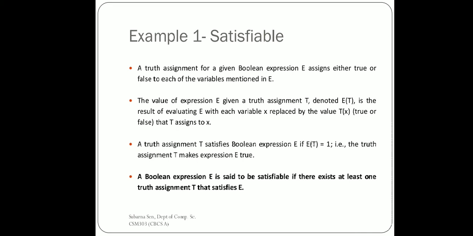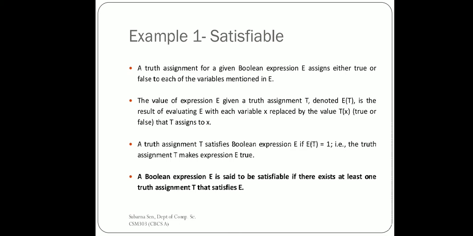We know how we evaluate a Boolean expression, but just for recapitulation purposes, we have to know what the satisfiability problem is. Now a truth assignment T satisfies Boolean expression E if E(T) equals 1, that is, truth assignment T makes expression E true. So we ask for which value of x, which value of y, and which value of z is my output true. Those truth assignments will be considered as satisfying my problem, right?